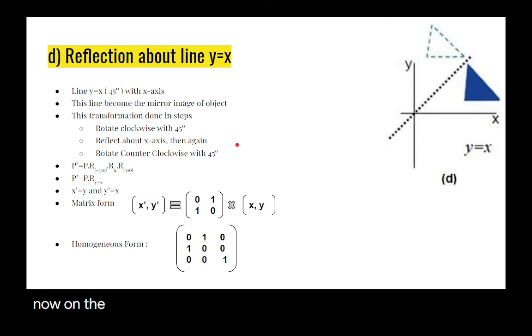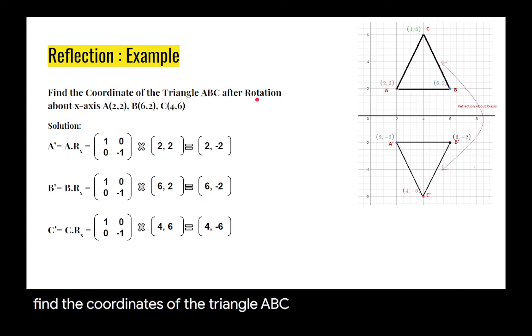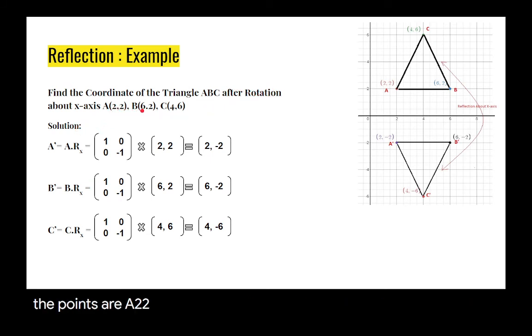Now we understand one question. Question of reflection. Find the coordinates of the triangle ABC after the reflection about the x-axis. The points are A(2,2), B(6,2), and C(4,6).